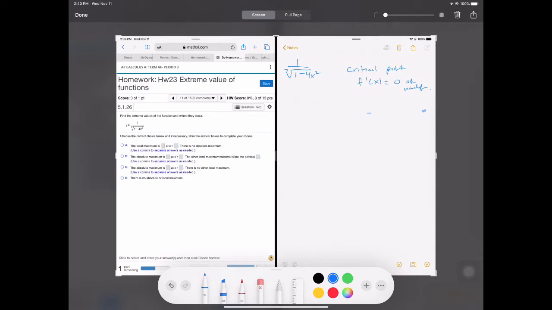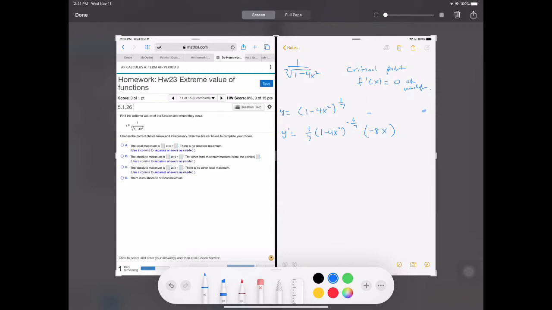Okay, so we're going to take the derivative. I'm going to rewrite this as an exponent, 1 minus 4x squared to the negative 1 over 7th power. And then we're going to go ahead and take the derivative. y prime is equal to negative 1 over 7, 1 minus 4x squared to the negative 8 over 7. Then multiply by the chain rule, which is the derivative of the inside: the derivative of 1 is 0, and the derivative of negative 4x squared is negative 8x. That's our derivative of our inside.